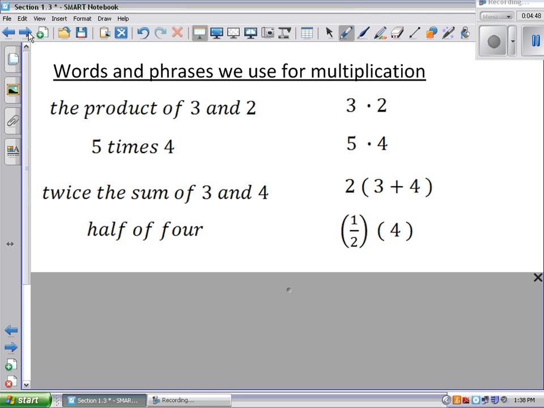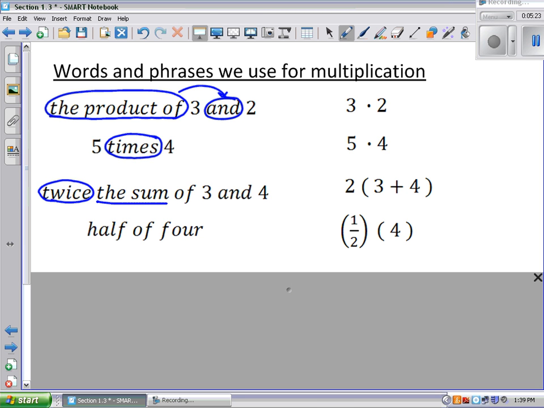Next, we're going to talk about the words and phrases that we use for multiplication. The product of. In your workbook, you'll notice it says the product of 3 and 2. When you see that phrase, the product of and, those go together. It tells you where to put the multiplication sign. 5 times 4. Again, times is another word we use for multiplication.